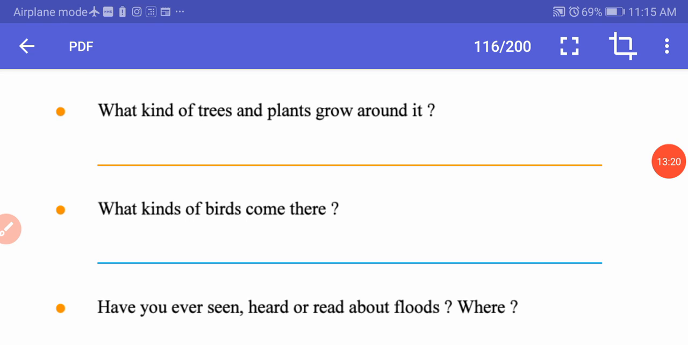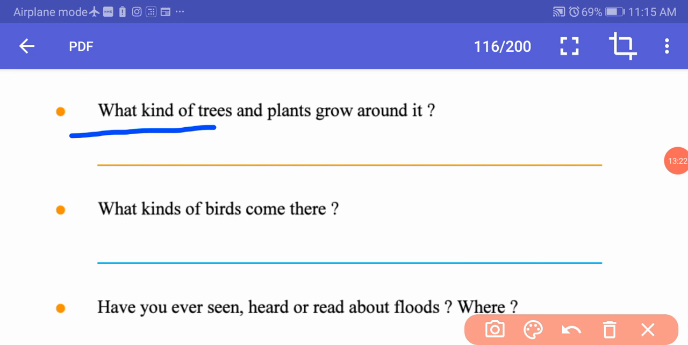Our next question is, what kind of trees and plants grow around it? So you can write many kinds of trees and plants grow around it. If you know any names, for example, the coconut trees which grow around the sea and where the sea and the river meet, you can find many coconut trees. You can find many kinds of bushes around the river as well. So you can write about those over here as well.